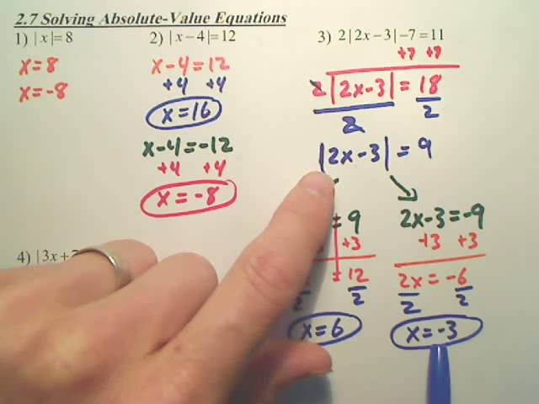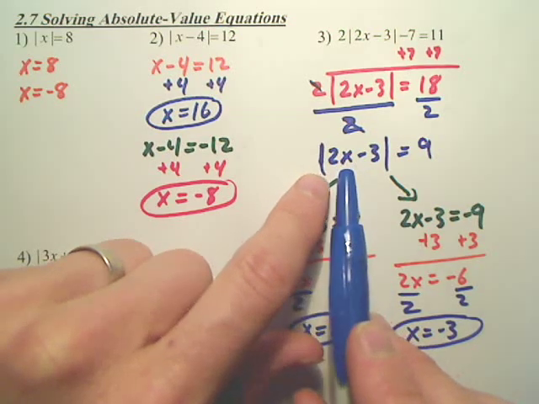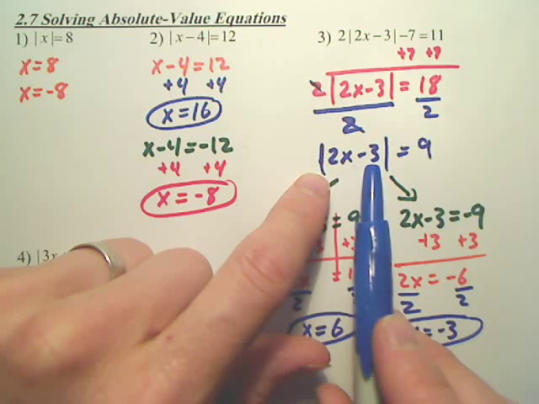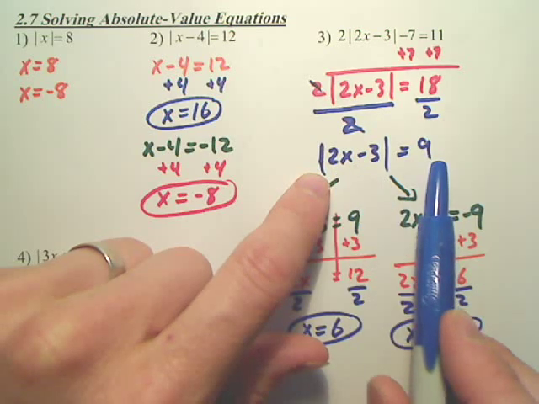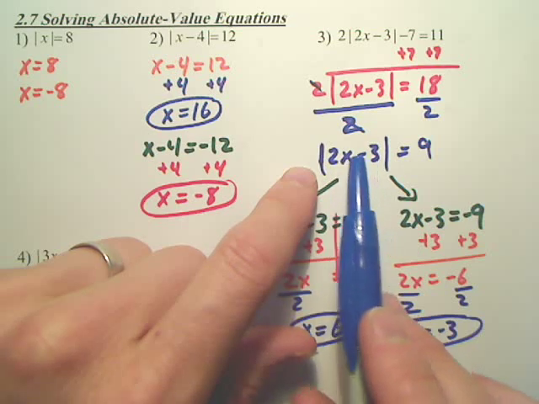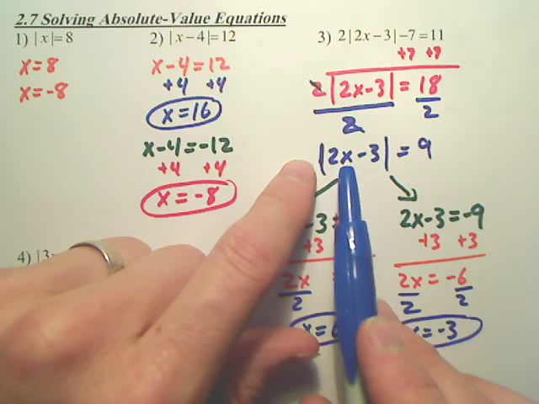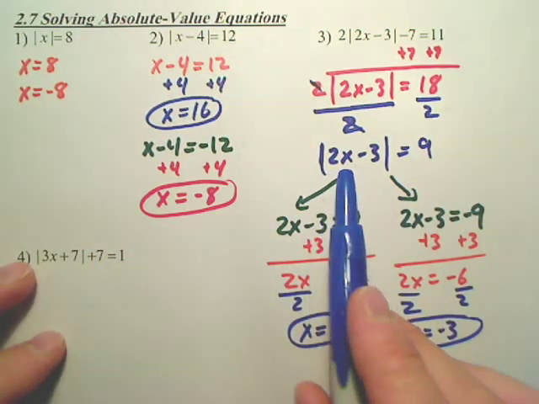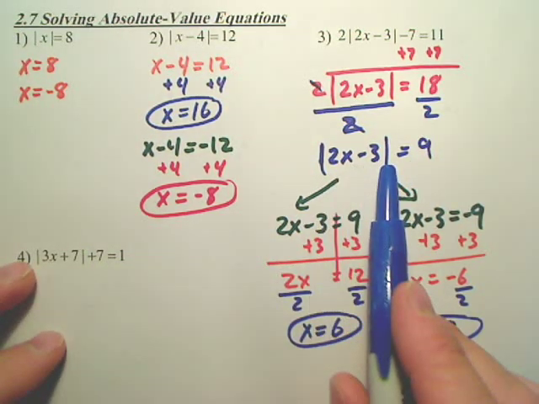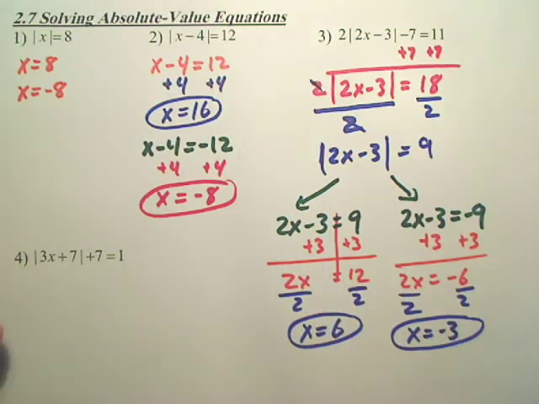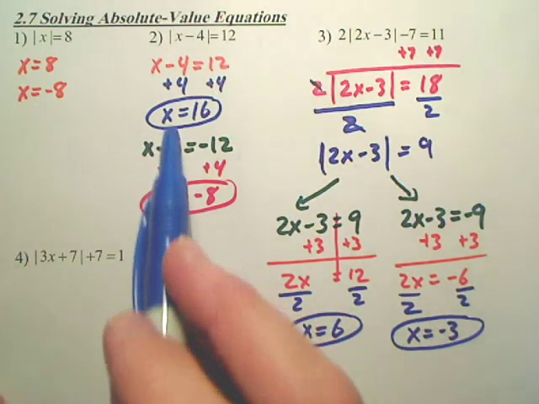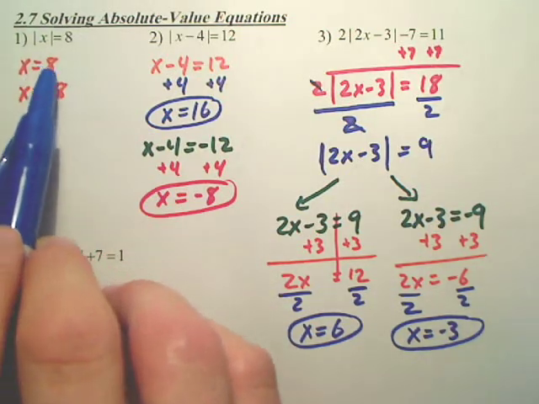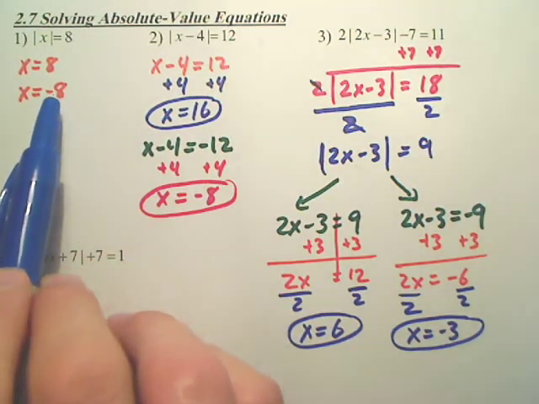Let's look at it. -3. Plug it in. What's 2 times -3? -6. Is -6 minus 3 give us 9? No, doesn't that give us -9? But don't the absolute values change that -9 to a +9, making it a true statement? If I plug in 6, 2 times 6 is 12. 12 minus 3 is 9. Is 9 equal to 9? You will always have two answers with absolute values. Even here, two answers. Because what's inside of here can be a +8 or a -8. Because the absolute value will make it positive.